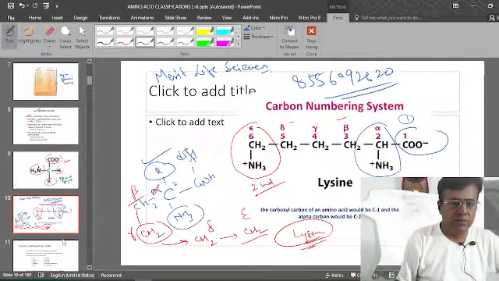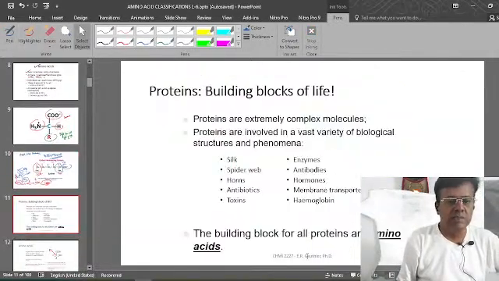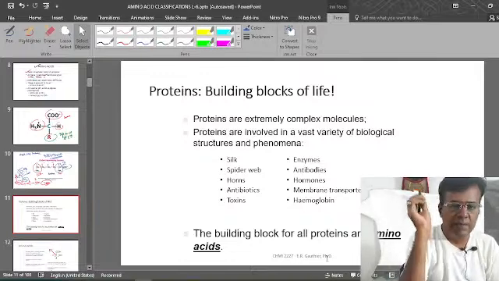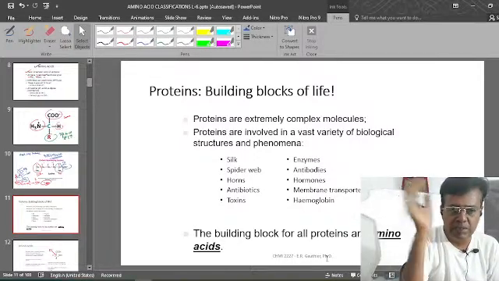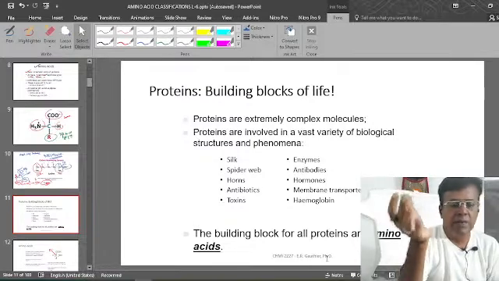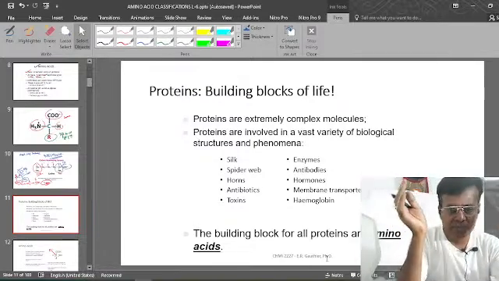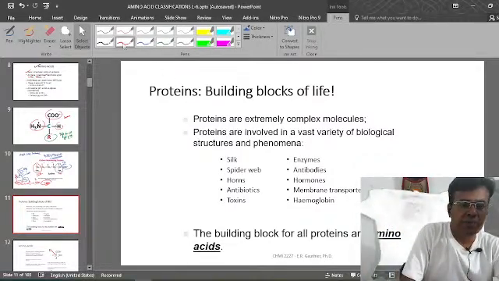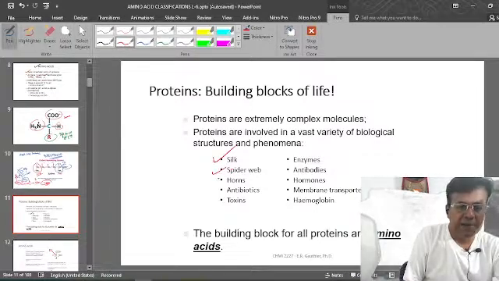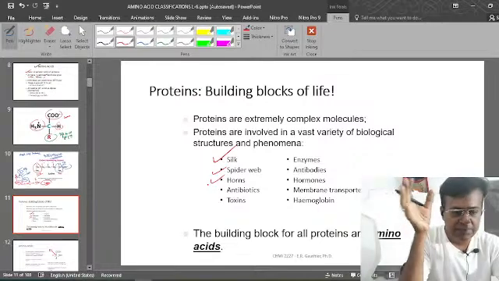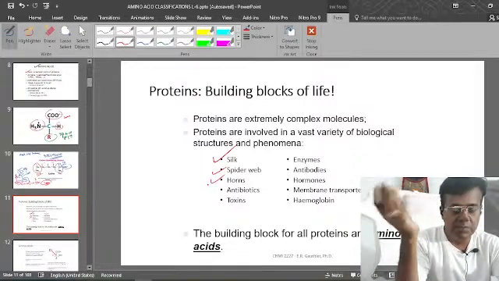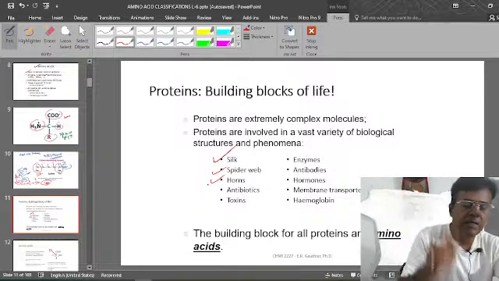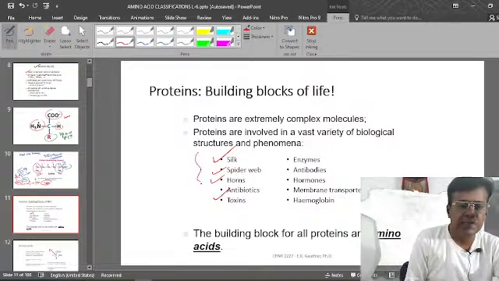So I think we should proceed, because protein is the building block of life. You can see many of the complex things are made up of these amino acids, okay. So different properties are there. You can see silk has a different property than spider web. Horn is found in cattle. Spider web, antibiotic. All these are proteins, but all their properties are different.